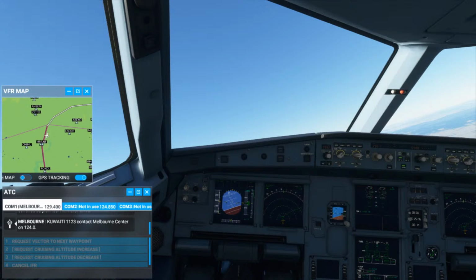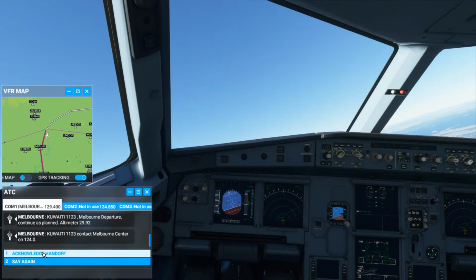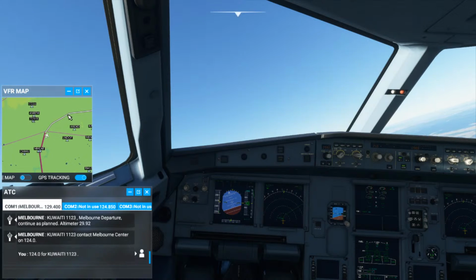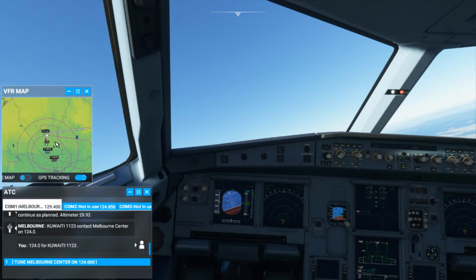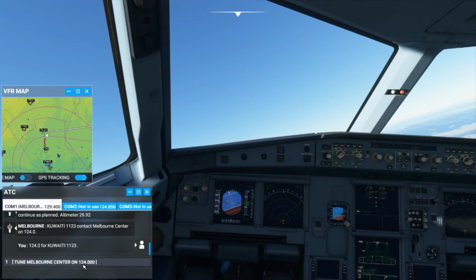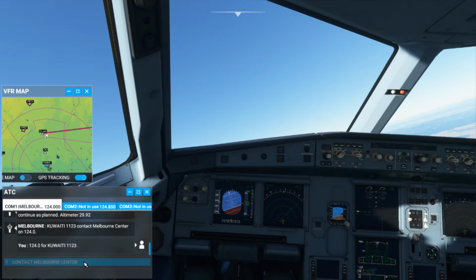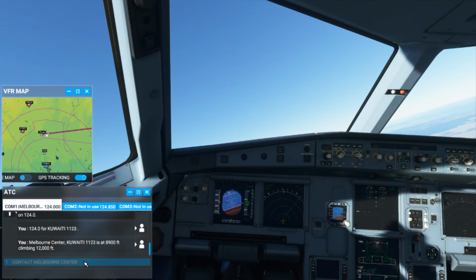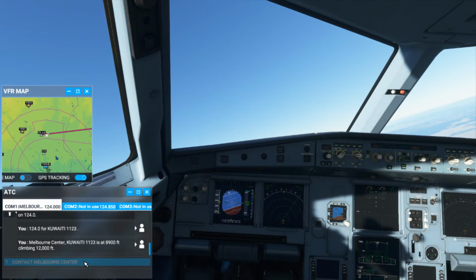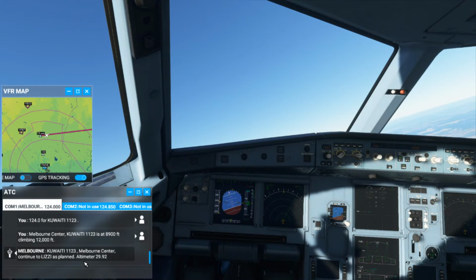On 124.0. Okay, acknowledge handoff, 124.0 for Kuwaiti 112 and we are on our airway here. Nice takeoff. Melbourne Centre, Kuwaiti 112 is at 8,900 feet, climbing 12,000 feet. Still climbing here.